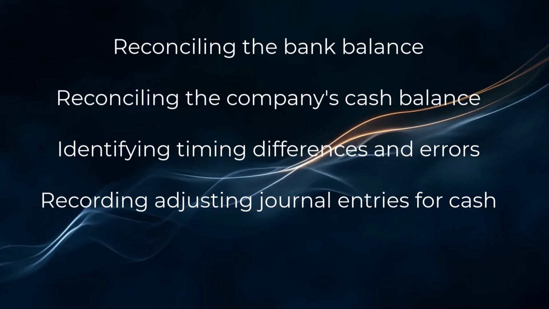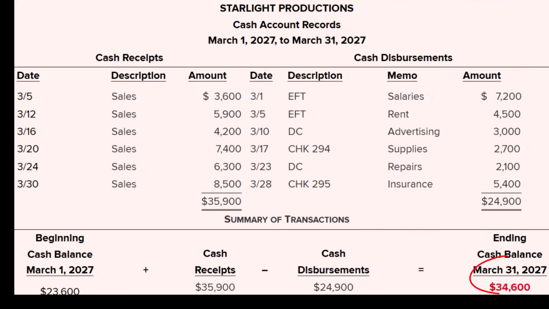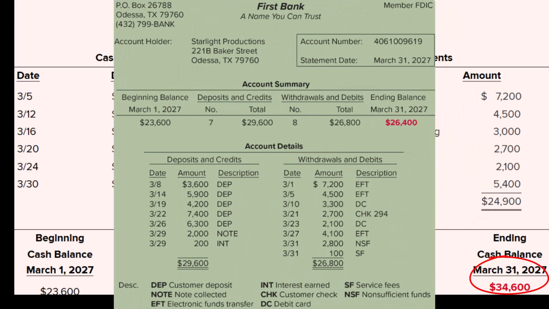Let's look at our example company, Starlight Productions. According to Starlight's own cash records for March, their ending cash balance is $34,600, but the bank statement for the same date shows an ending balance of only $26,400. Our job is to figure out why these numbers are different and to determine the true reconciled cash balance.